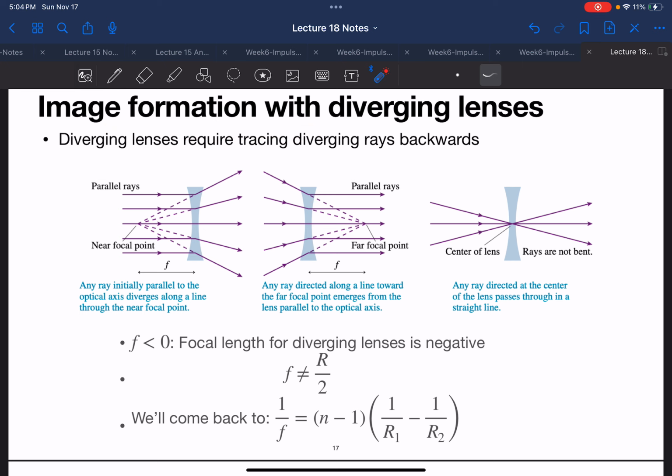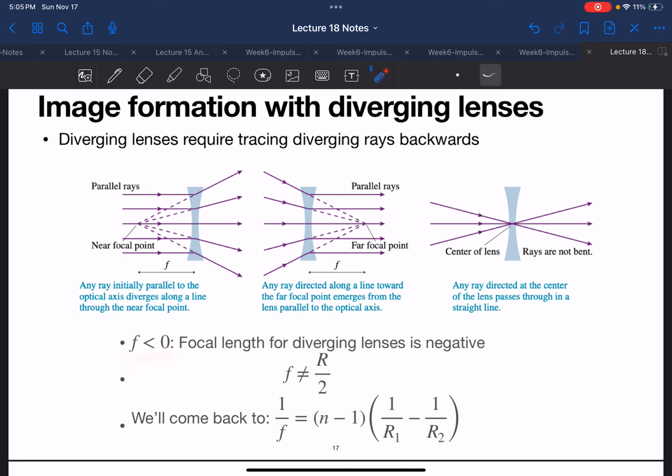And the big difference between image formation with converging versus diverging lenses is parallel rays that come into diverging lenses now diverge on the opposite side, and we extrapolate these rays to figure out the focal point. And notice that the focal point for diverging lenses is negative. So the focal length of a diverging lens is going to be a negative value.